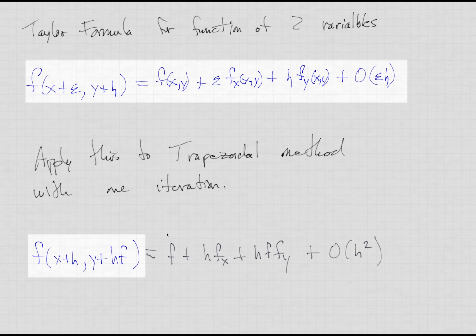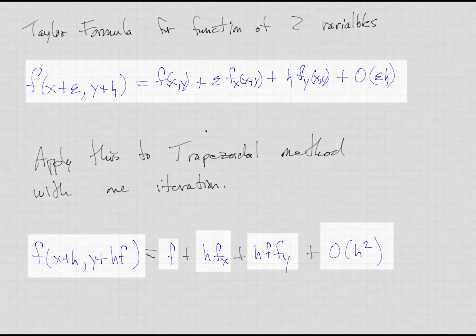So plugging that all in, what we get is f of x plus h, y plus hf. I'm just going to write that as f. Right? Everything is evaluated at x, y. Then epsilon times f_x, well, that just becomes h times f_x. Eta times f_y becomes hf times f_y, and then we've got this order of h squared term because epsilon is h and eta is hf. That's h squared times f, so that's something that's going to be on the order of h squared. Right? So I'm just going to write that this way.